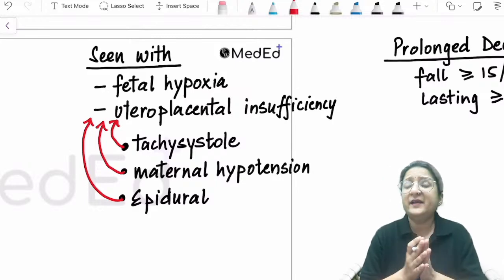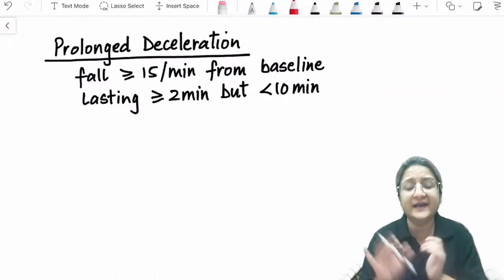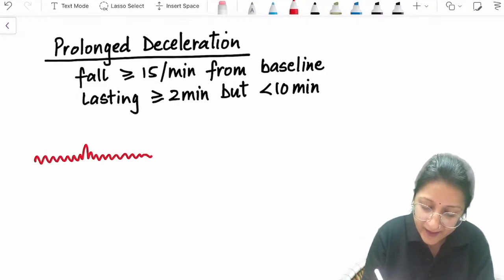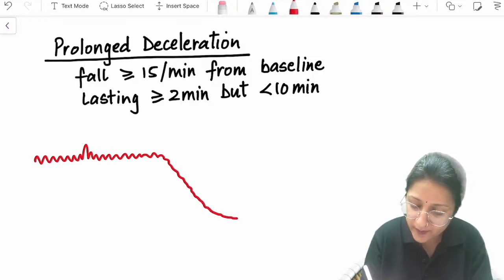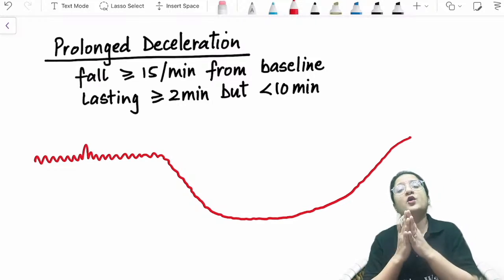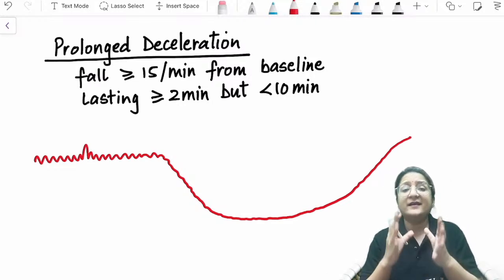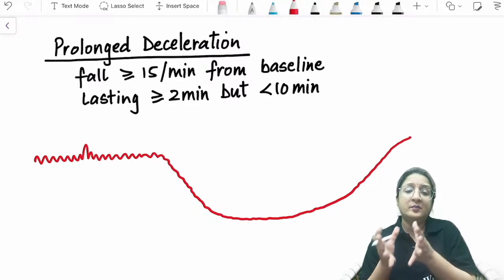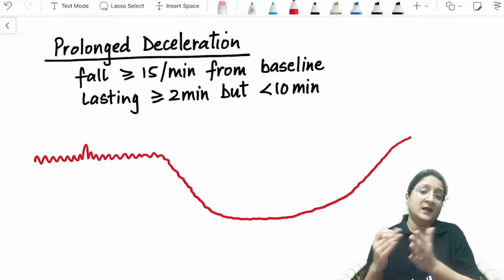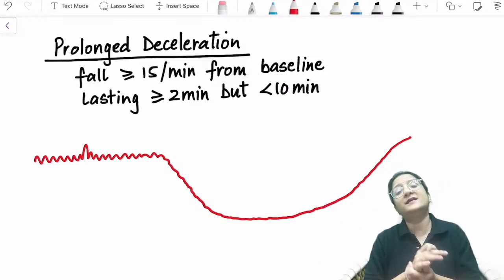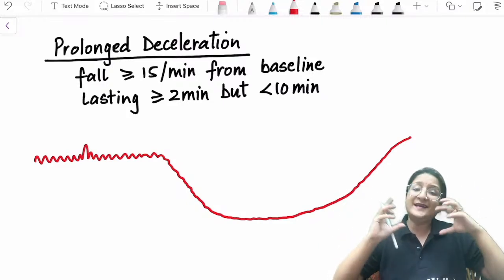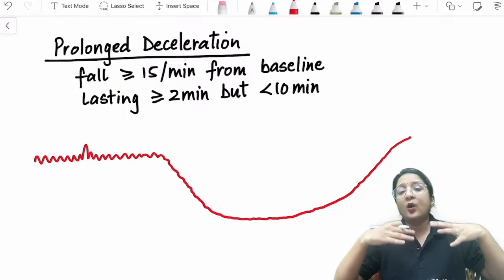All right. Now, a very important point to note: what is a prolonged deceleration? Let's say there is a fetal heart rate pattern going on during labor and the fetal heart rate starts dropping, and it takes a long time to pick up. This is a prolonged deceleration. That means there is a fall of at least 15 beats per minute from the baseline. It lasts longer than 2 minutes, but is still less than 10 minutes.